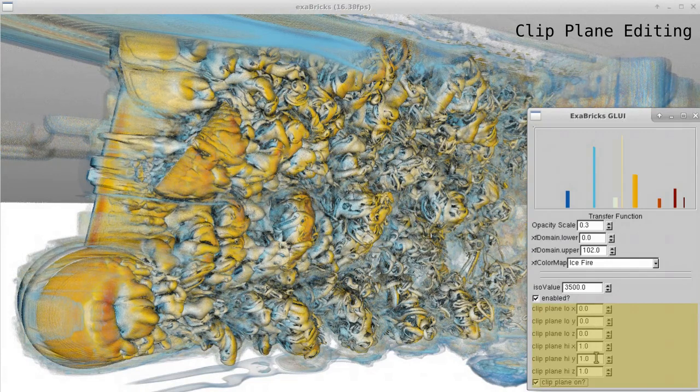Our method also supports clipping planes to create informative visualizations of interior structures.